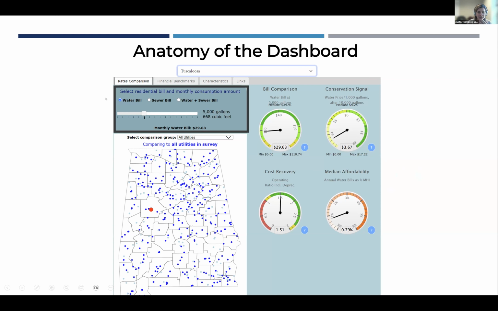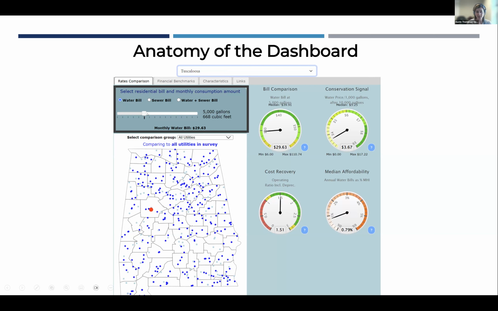Okay, so the first thing here is again an important component of the dashboard because it affects some of the dials that you see on the right. So the default for this dashboard in Alabama is it defaults to just showing the water bill and showing that water bill at 5,000 gallons of consumption per month. And then down here, because we've kept it with water bill and we've kept it at 5,000 gallons, it shows you the monthly bill. So it's $29.63.